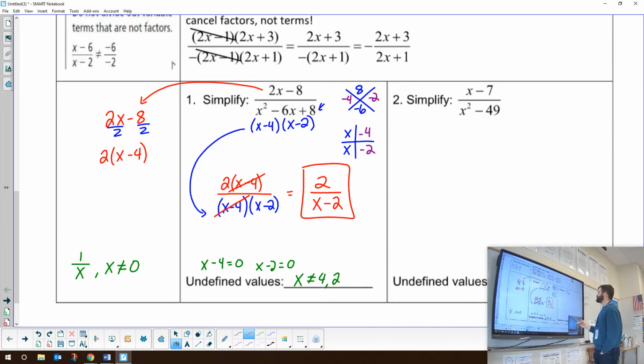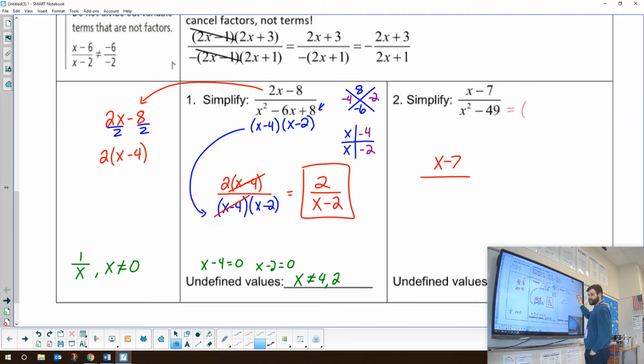Let's take a look at number 2 as well. Okay, number 2. I can't factor x minus 7, can I? So I'm just going to write that as part of my fraction. But I can factor x squared minus 49. X squared minus 49 is a difference of squares. X squared is a perfect square. 49 is a perfect square. So I could change this to be written like this.